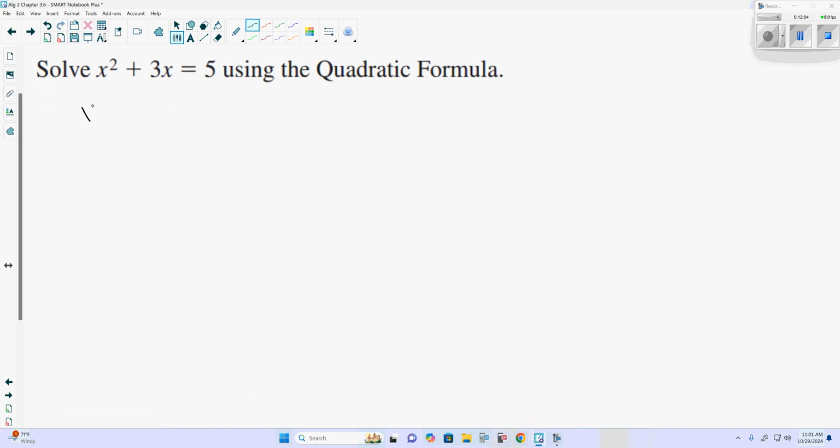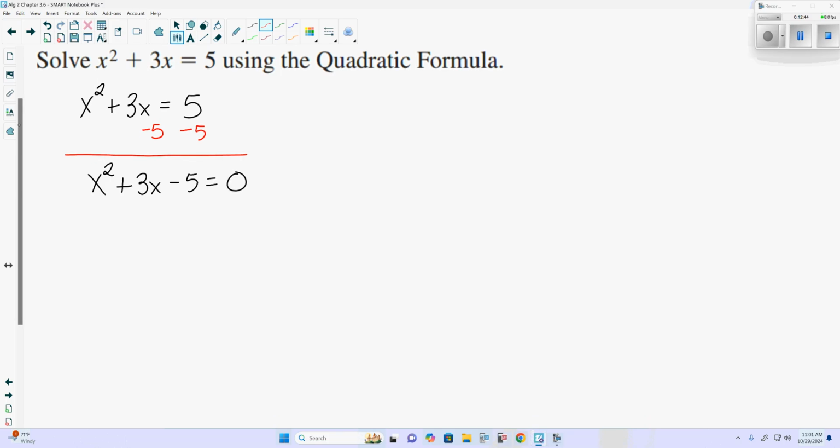So, let's look at this first one here. Unlike completing the square, where we're going to have a number on the other side other than 0, we need these equations equal to 0. We need everything on the same side. So the first thing we need to do to solve this by the quadratic formula is to what? Move everything to the same side. We're going to subtract 5 from both sides, telling us that x squared plus 3x minus 5 is equal to 0.